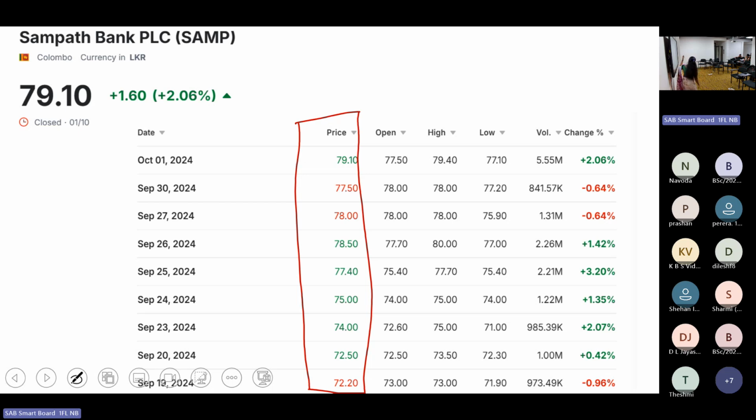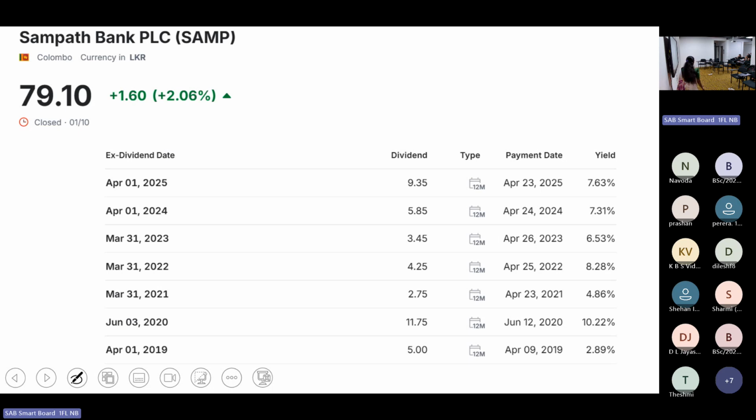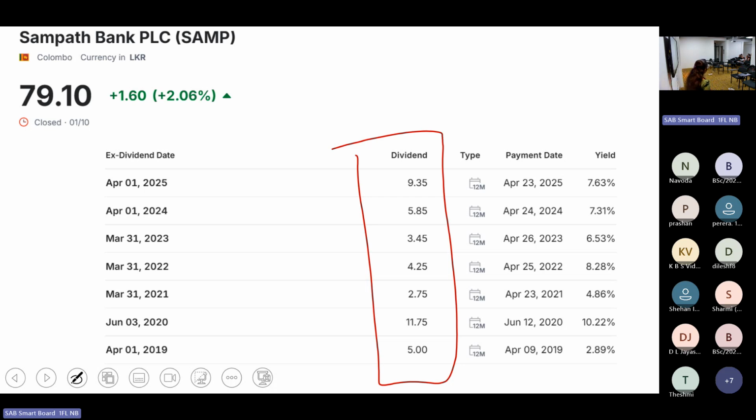Increase. Increase. Constant and likewise. You can identify several patterns here. So this is the dividend paid, DPS. Right? For how many years? For a 6-year period, 2019 to 2025. Right. Consider the dividends. Increase, decrease, and likewise.